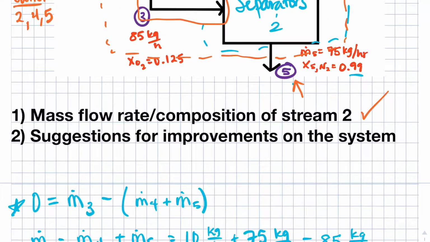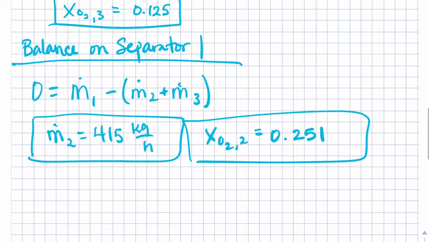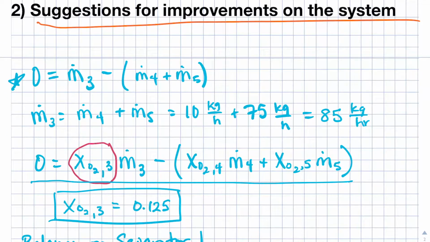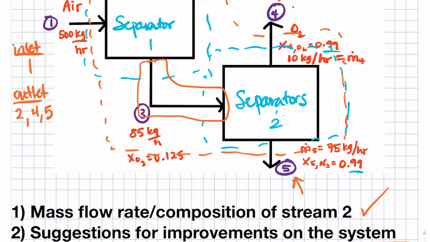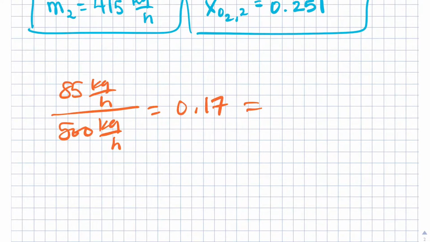So now we're supposed to make suggestions on improvement on the system. Well, something that was weird to me when I looked at this system is the fact that we are only taking in stream 3, 85 kilograms per hour, into a second separator. That doesn't seem like a lot. In fact, we are taking 85 kilograms per hour and we put in 500 kilograms per hour. That means we're only taking 17% of our inlet product and reprocessing it. The other stuff is just coming off at only a slightly higher purity.